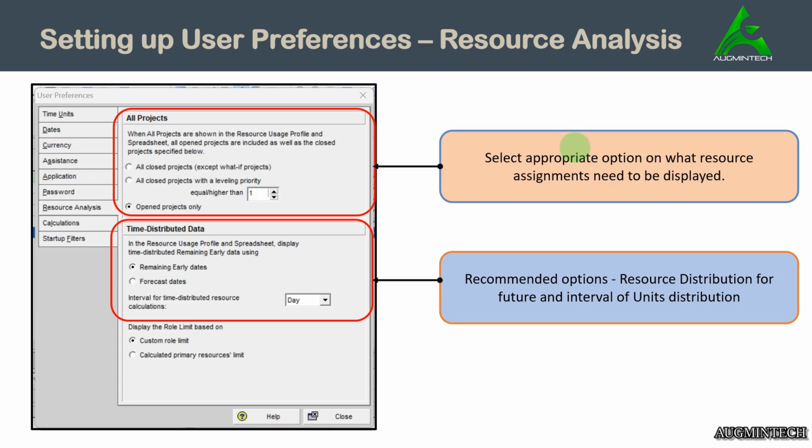As highlighted here, we recommend that you keep remaining early dates, which is basically the number of days remaining for that particular activity, and the interval for distribution of those units is days. So we have each day, and the 100 hours is distributed, let's say, 10 hours in each day. This will be very simple and easy for the planner to do and to explain to other stakeholders in the project also.